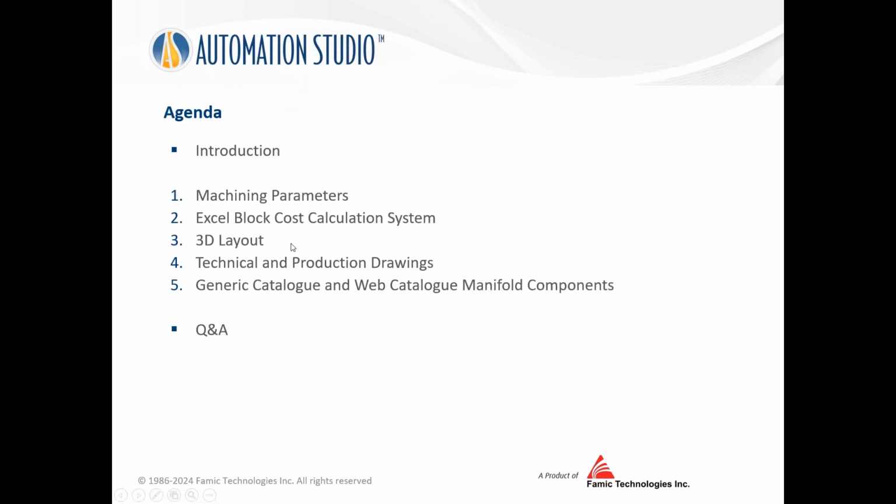So here's a little overview of the agenda today. My colleague Nikolaos is going to be going through this a little bit more in detail during the presentations, but primarily we'll be focusing on some of the recent developments made on Automation Studio version 8.0, including some of the machining parameters, some Excel block calculations, some information on the 3D layout, technical production drawings, and also generic catalog and web catalog manifold components. We will be reserving at the end of the webinar, maybe about 10 to 15 minutes, all depending on the time of the webinar, for some questions and answers.